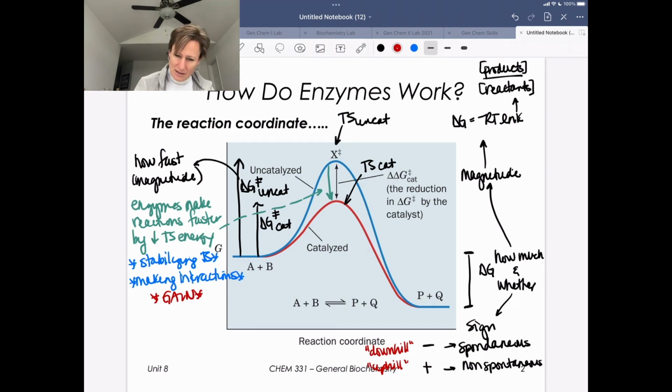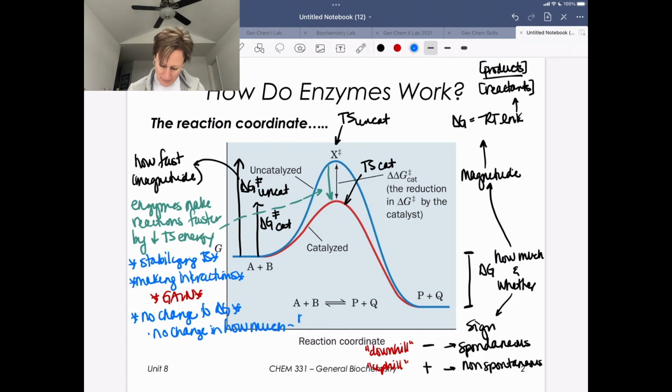So let's go ahead and summarize that here. There is no change to delta G. The only change for enzymes is that they make delta G double dagger smaller, and they do so by stabilizing the transition state. So there's no change to delta G. Importantly, that means there is no change in the how much piece. So we make the same amount of product.